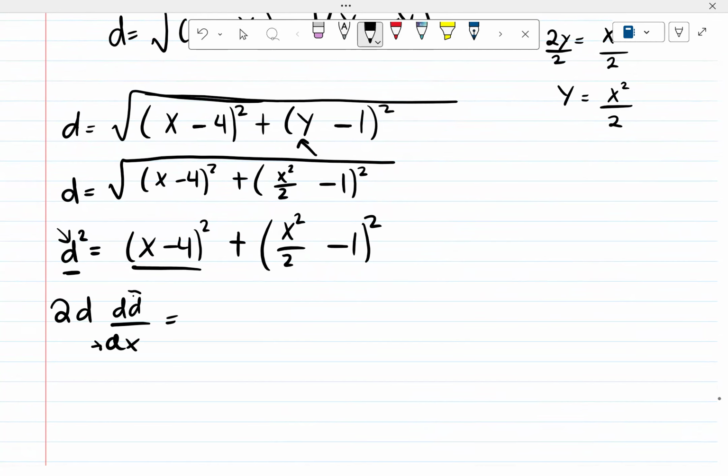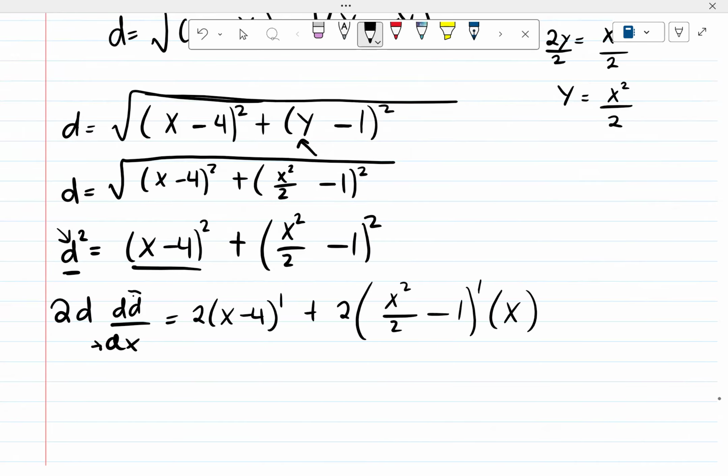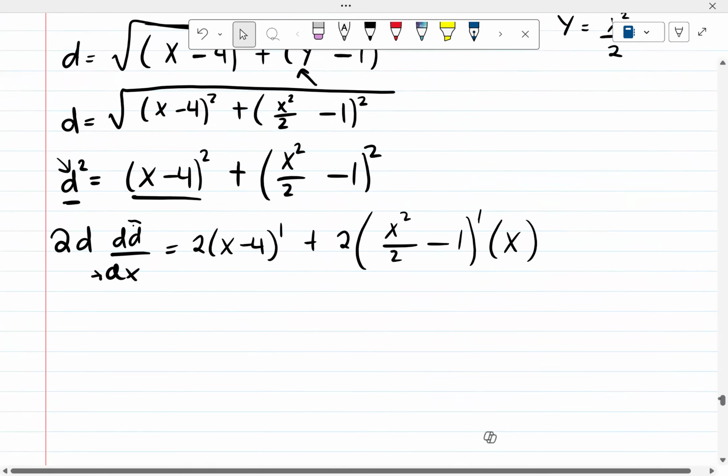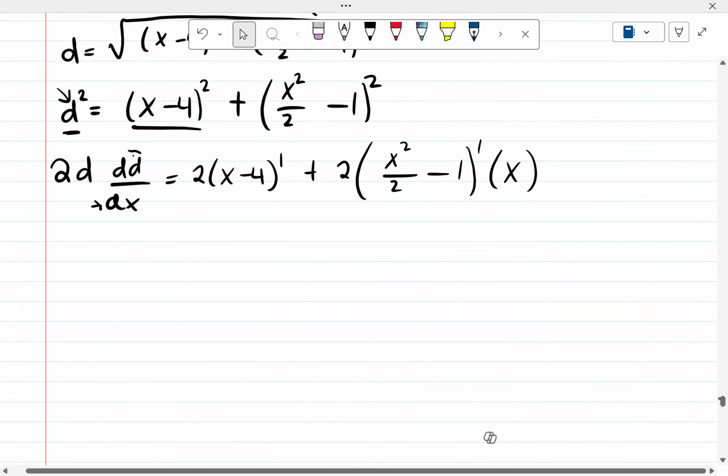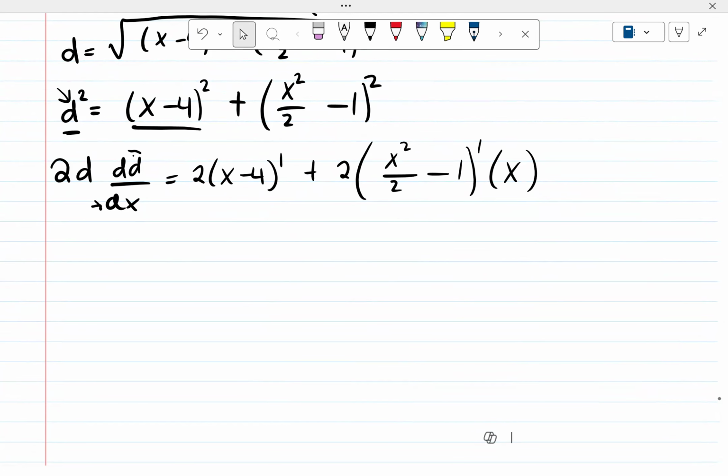And then over here, x minus 4 squared is going to be 2 times parentheses x minus 4 to the power of 1. And you don't have to write dx over dx because it cancels. Same thing here. This is the power rule, so it's going to be 2 times parentheses x squared over 2 minus 1, times x. So what happens now is you want to solve for dd over dx.